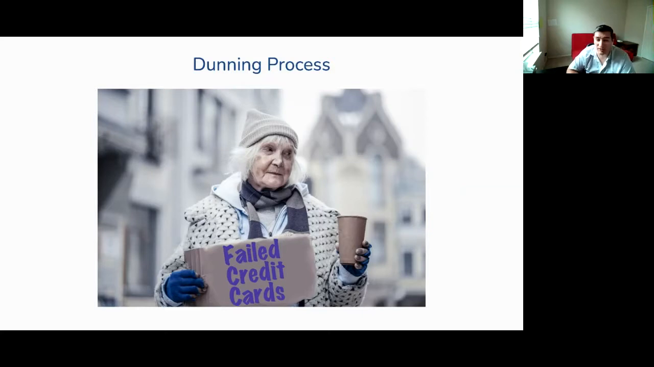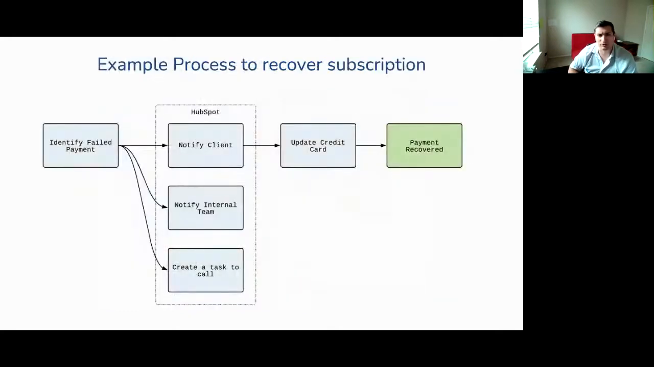And by the way, based on the data by Profitwell, it's a subscription analytics tool, around 20% of customer churn is due to failed credit card payments. So it can be a very big chunk of the lost revenue. So let's see how it can be implemented inside HubSpot.